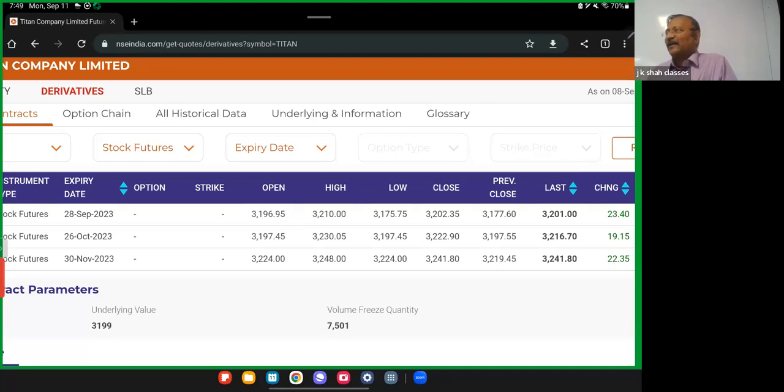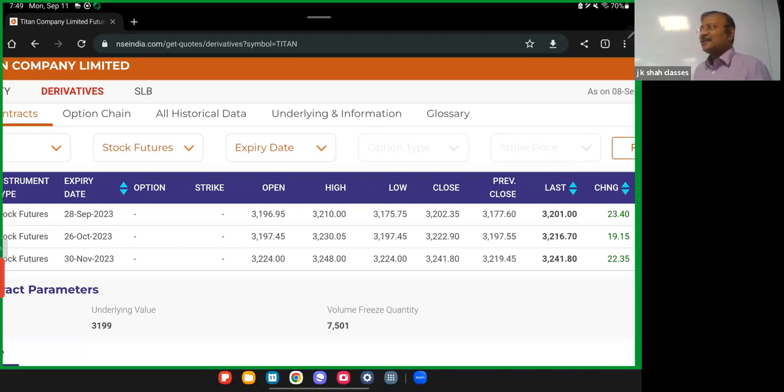As of today, the October future price calculated by me is 3210. As of today, that October future is trading in the stock market at 3216. What will you do? Will you buy this contract or sell this contract? You will sell the contract because it's overpriced.